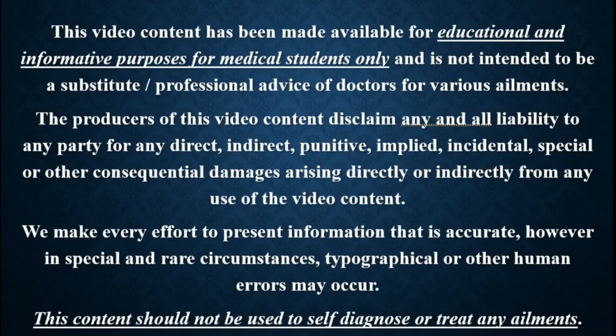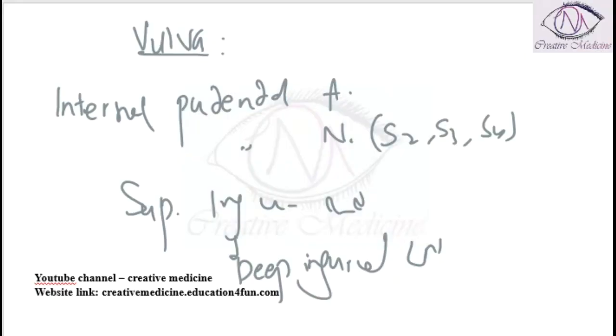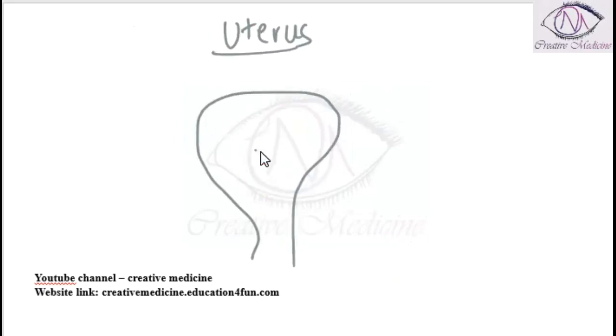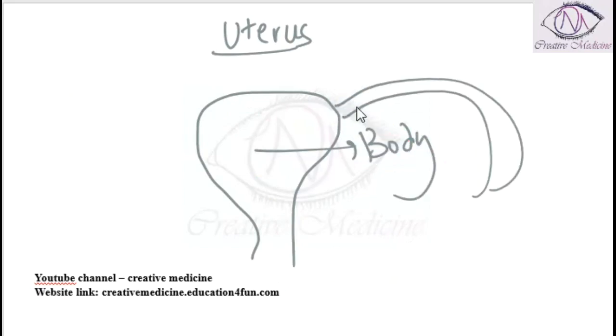In this lecture, we will learn about the uterus. The uterus is pyriform shaped. It consists of the body, corpus or fundus, which is the major part. It contains the isthmus and cervix.